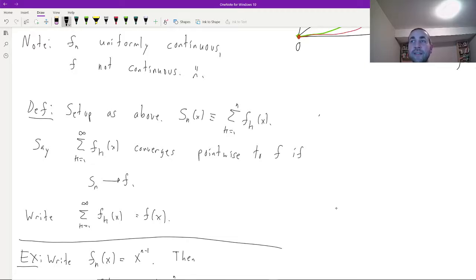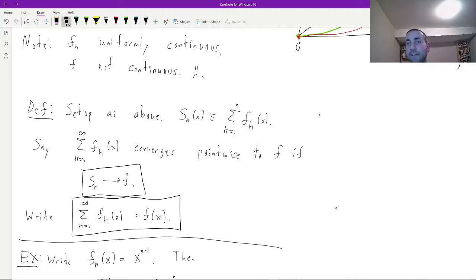So I'm going to consider again a sequence of functions f_k, and I'm going to define S_n(x) to be just this usual partial sum. And we say that this partial sum converges pointwise to a function f if the associated sum S_n converges to f. So this is exactly like what we did with sequences in series, and just as we did before, we're going to write this notation as shorthand: the sum k equals 1 to infinity of f_k(x) is equal to f(x).